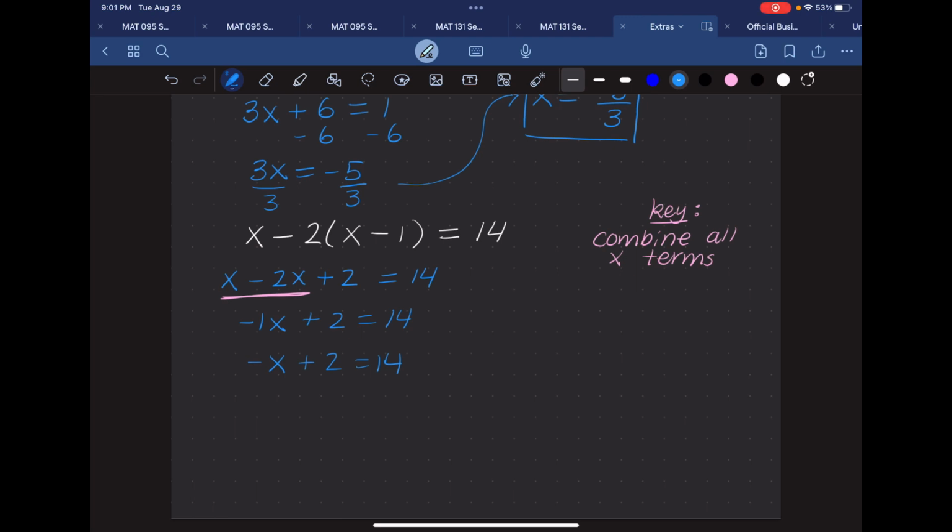And then I'm going to deal with this plus 2 by subtracting 2 on both sides. So I get negative x is equal to 12. And then I want to flip the sign of x. So I have negative x is equal to 12, but I want positive x. So basically I can divide both sides by negative 1, and I get x is equal to negative 12.